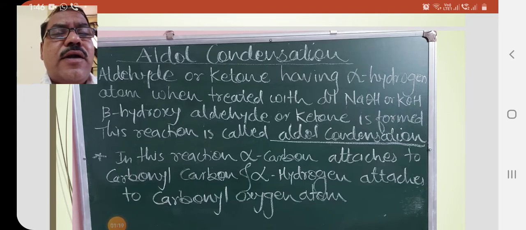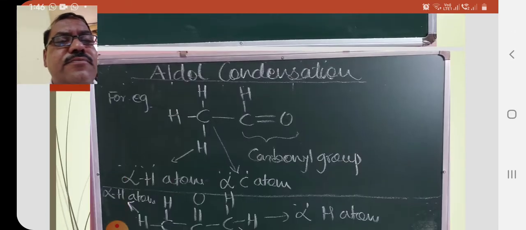So what is aldol condensation? When two molecules of aldehydes or ketones which have alpha hydrogen atoms are treated with dilute NaOH or KOH, a beta hydroxy aldehyde or ketone is formed. This reaction is called aldol condensation. So first we have to understand what an alpha hydrogen atom is.